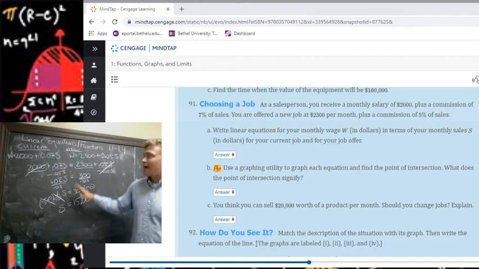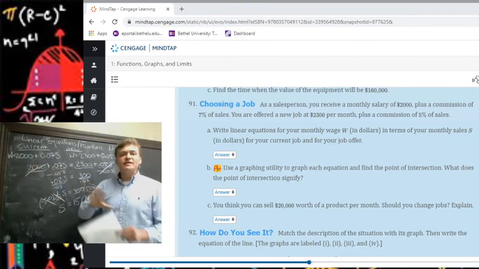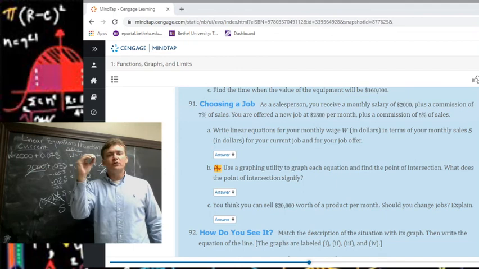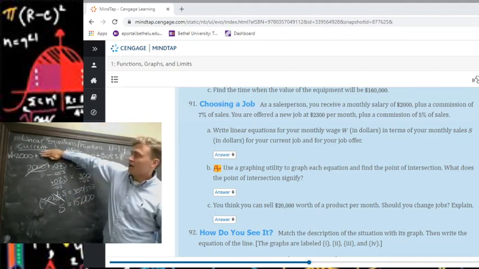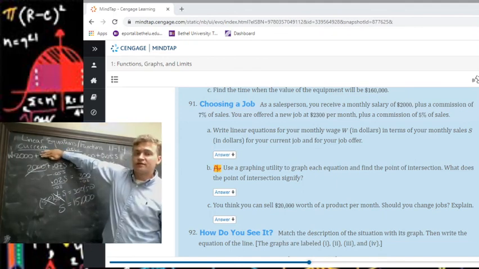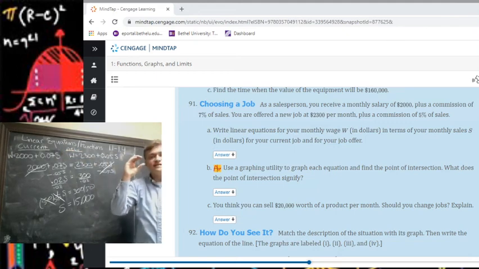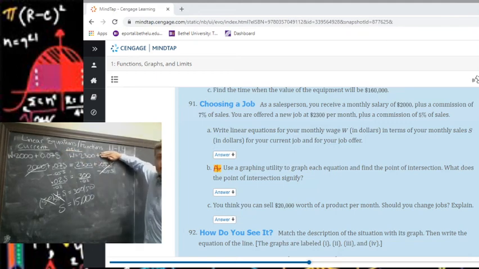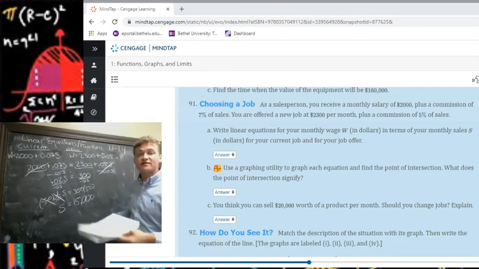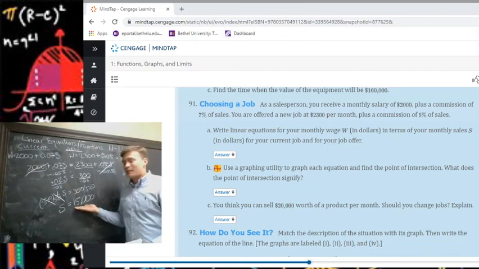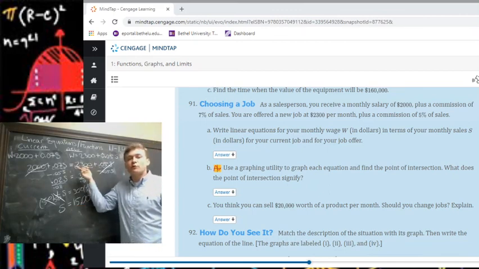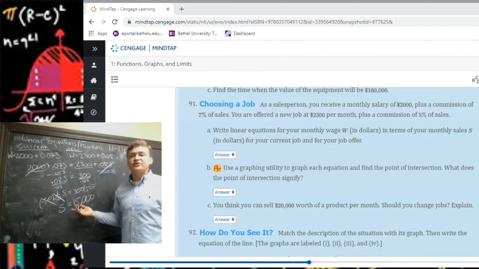It's telling us that, in the short end, if we sold nothing, let's say we sold 0 in sales, for my current job, I'm going to get $2,000 no matter what. Over here in my new job, if I sold 0, I'm going to get paid $2,300 no matter what. However, if I do start to sell stuff, my break even is 15,000. It doesn't matter which job you work at. If you sell 15,000, you get paid the same.